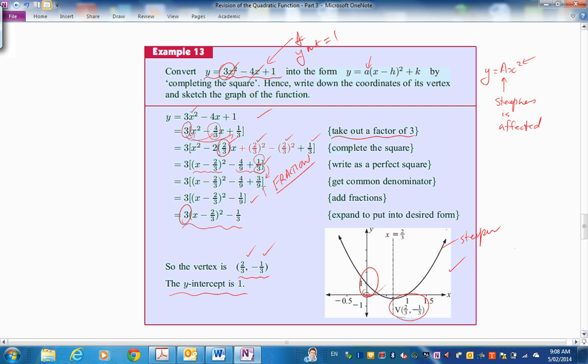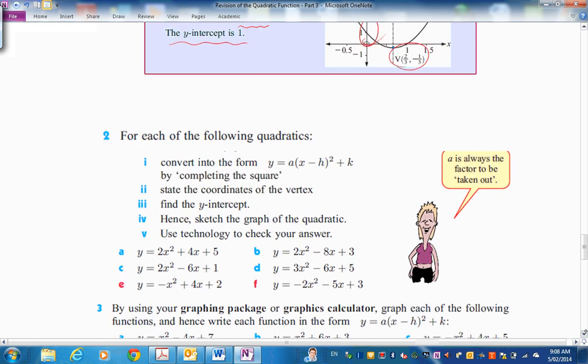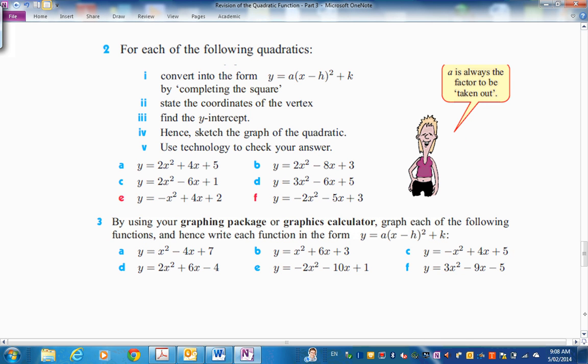All right, do you want to try some of these harder ones? Let's go down and have a look at them, and you might try all of these and see what you think. Convert it, state the coordinates of the vertex, find the y-intercept. Remember, the y-intercept is always going to be the number down the end here. And look at this one over here. A is always the constant to be divided through or to be taken out as a common factor. So divide through, in the first instance, by the coefficient of x squared, the number in front of x squared.